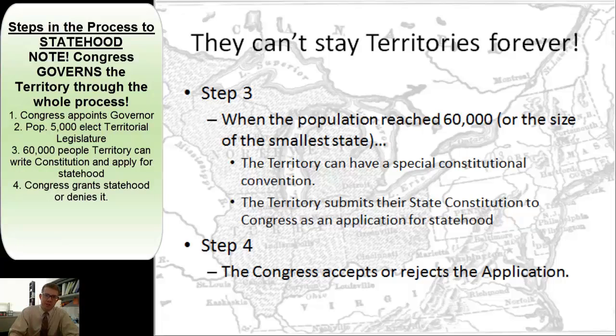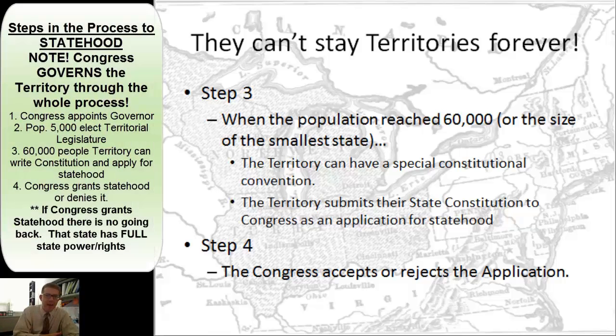A point of emphasis here. If they accept it, once a territory becomes a state, there's no going back. That is, the Congress can't say, oh, we want you to change this or we want you to do this. Once you're a state, you have full powers of statehood.